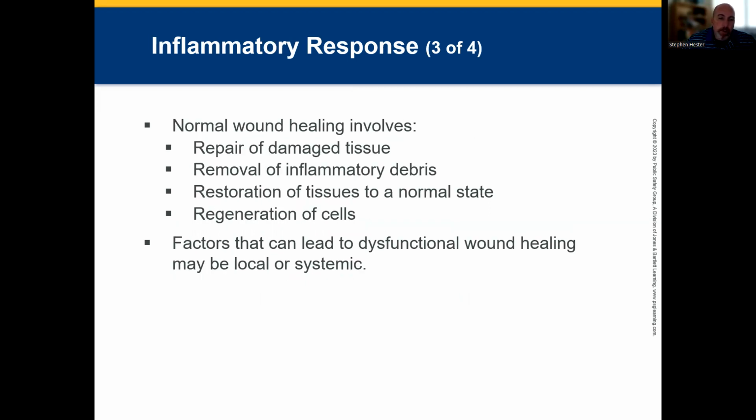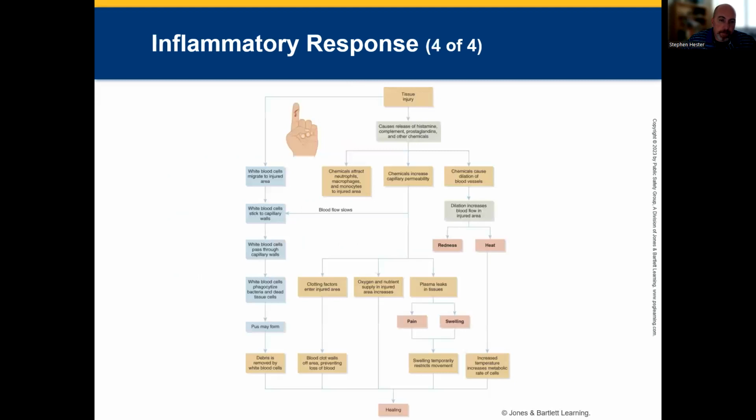All right, so we have repair of the damaged tissue, removal of inflammatory debris, restoration of the tissues to a normal state, and then regeneration of the cells itself. Okay, and this is how your body heals itself. Many different diseases can cause dysfunction in this, some being diabetes, corticosteroids, different things like that. And here's an algorithm of the body's response to what looks like a capillary laceration here.